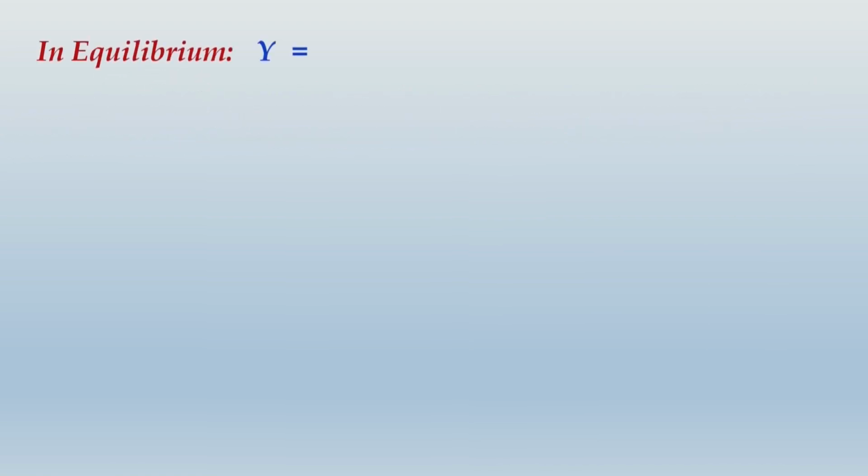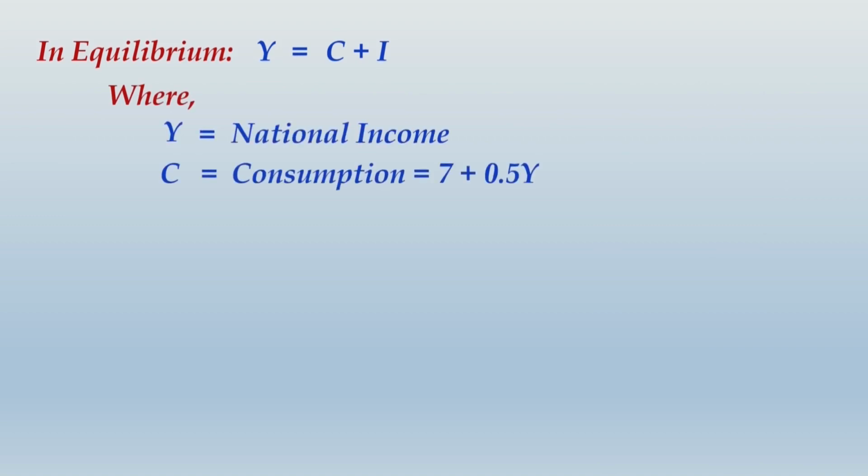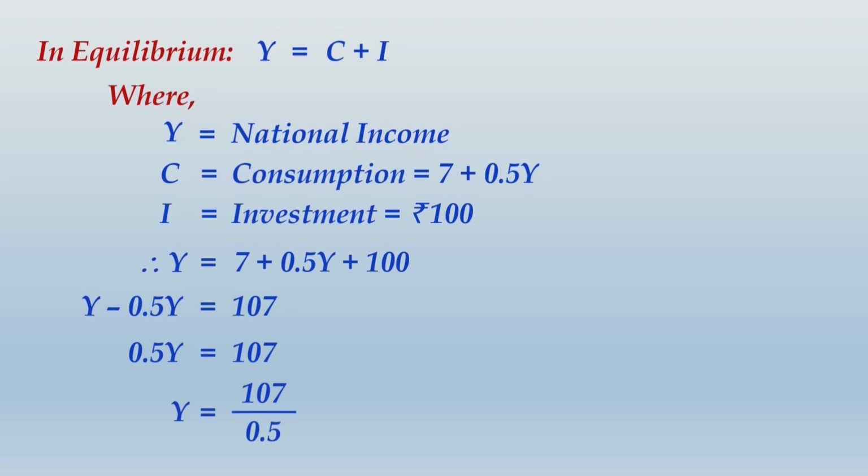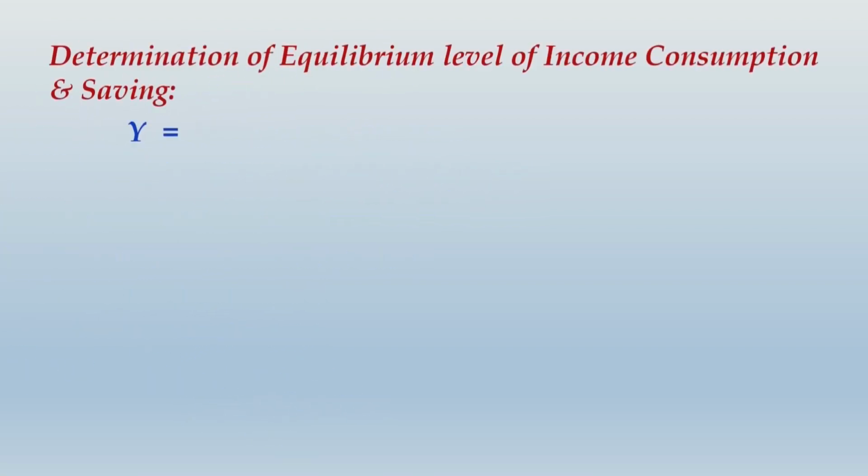In equilibrium, Y equals to C plus I, define the variables. And substitute the values in the equation and try to simplify the equation. You will get the value of Y over here. Y comes to 214. Let us move ahead and find the other parameters. So because Y equals to C plus I, you have value of Y and I defined over here.